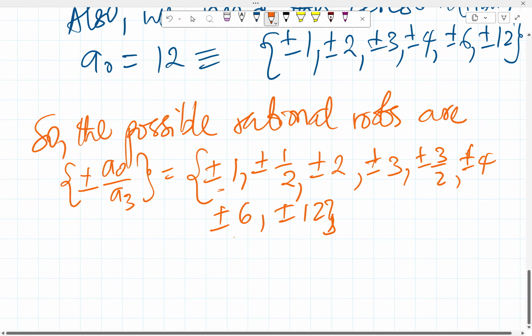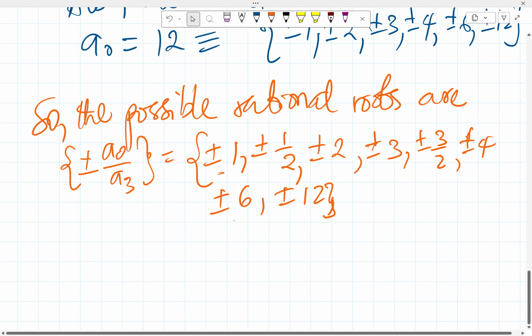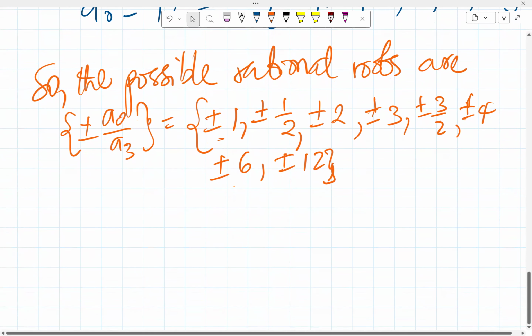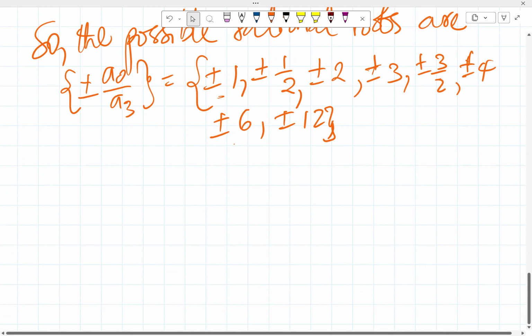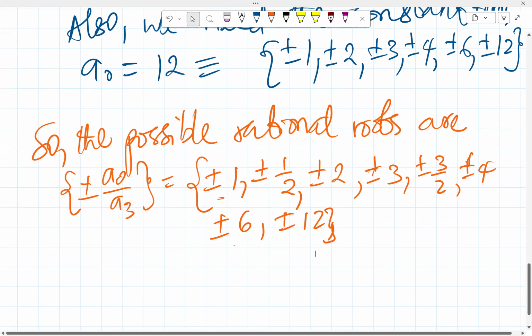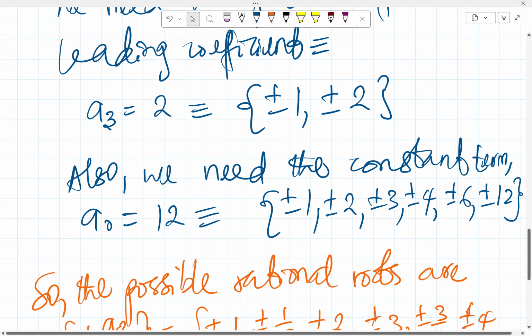So these are the possible rational roots. So the solution to the function has to lie here. Of course, we are expecting 3 solutions, and all 3 must be one of these. So since we have established that, we can then begin to factorize completely.